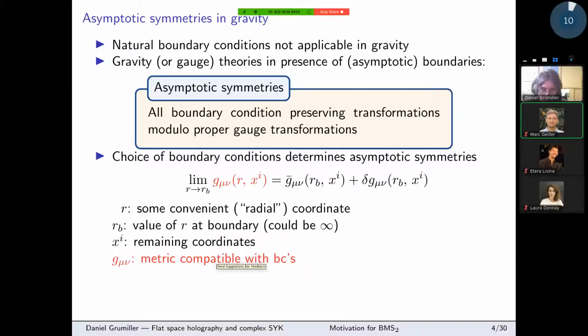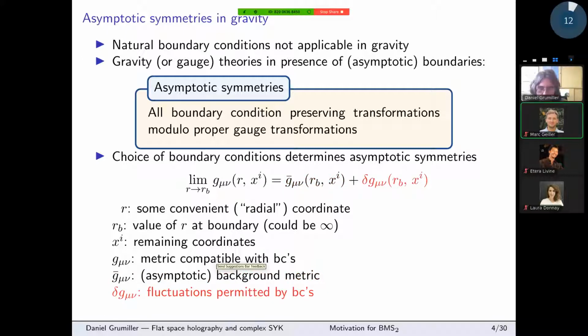The left-hand side of this equality consists then of all metrics that are compatible with the boundary conditions. On the right-hand side, you have a split into an asymptotic background metric, g-bar, which is not allowed to change, and then there are fluctuations that are permitted by the boundary conditions, delta g_mu nu. I color code this in this way. Blue is any metric that is compatible with the boundary conditions, and green is any fluctuation that is permitted by the boundary conditions.